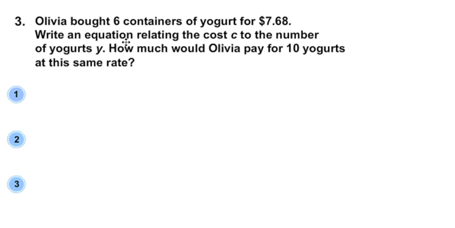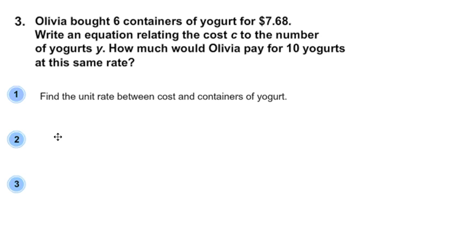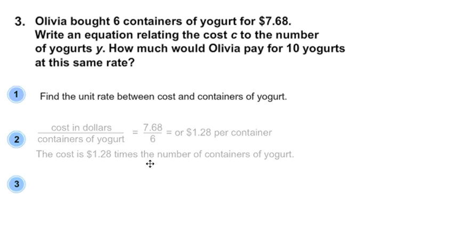So again, the first thing we're going to do is find the unit rate. Okay, so we know that it's $7.68 for 6 containers. So I'm going to set up the cost in dollars over containers of yogurt. So I have 7.68 over 6, and that equals $1.28 per container. So that means the cost is $1.28 times the number of containers of yogurt.